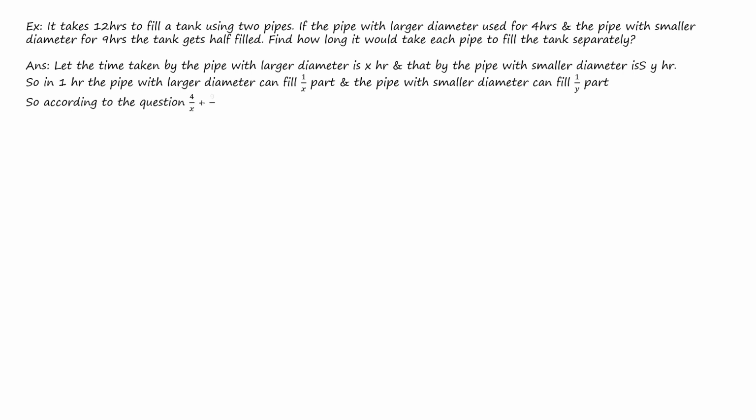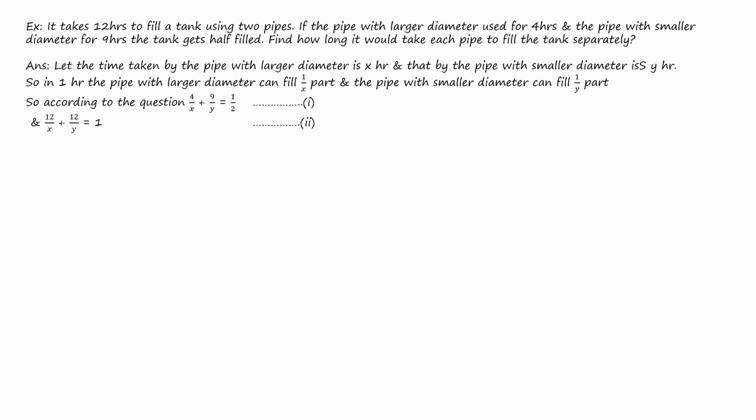Now, according to the question, it is 4 by x plus 9 by y equals 1 by 2, because if the pipe with larger diameter is used for 4 hours and the pipe with smaller diameter is used for 9 hours, then the tank gets half filled, so it is 1 by 2.